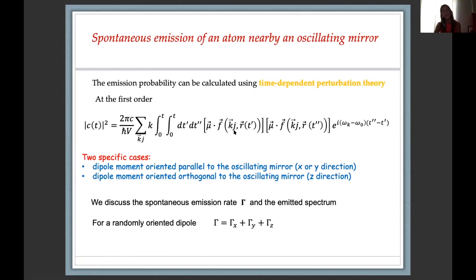In order to obtain an explicit expression for the decay rate and the emitted spectrum of our atom, we now consider two specific cases. In particular, a dipole moment oriented parallel to the oscillating mirror, that is oriented along the X or Y direction, and a dipole moment oriented orthogonal to the oscillating mirror, that is along the Z direction. We discuss first the spontaneous emission rate and then the emitted spectrum of our atom. For a randomly oriented dipole, we can obtain the total decay rate by summing the contributions coming from a parallel and an orthogonal dipole moment.